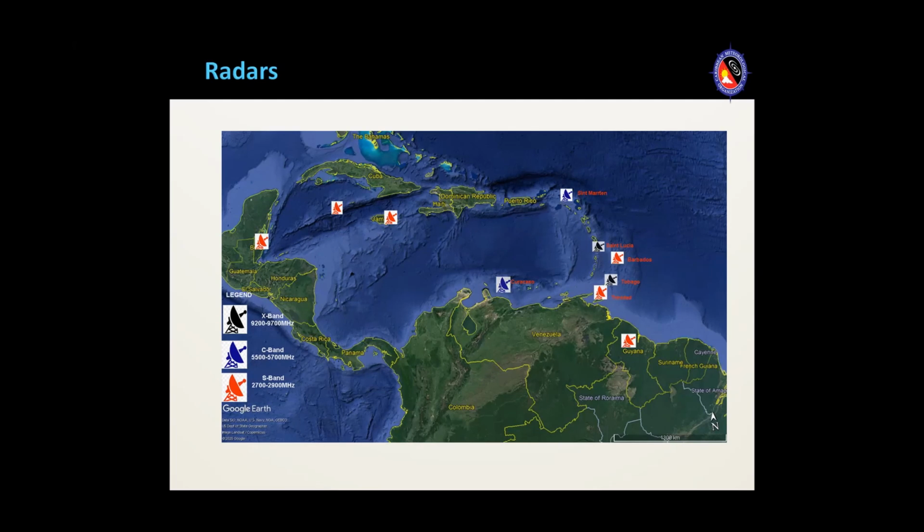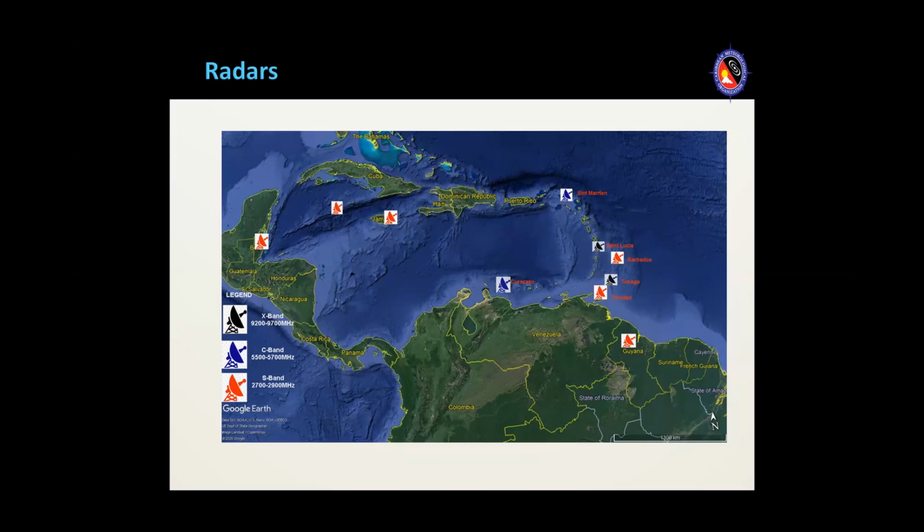Of the recent installations we have had in Curacao and one soon to happen in St. Martin, C-band systems. These are relatively new systems for the region. They operate at a higher frequency between 5500 and 5700 megahertz. And thus far, we have had no problems with those.